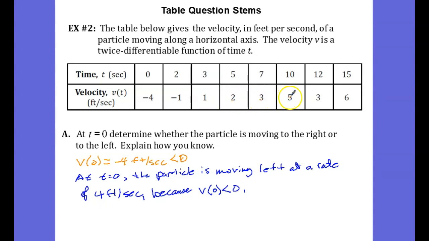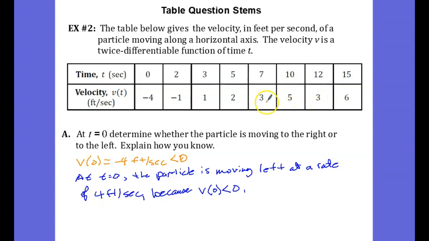From 3 to 5 was an increase. But then at 12 seconds, I'm back down to 3. And so I'm decreasing. What does that mean about the acceleration? Well, the acceleration is positive, and then the acceleration becomes negative. I start slowing down from 5 to 3.